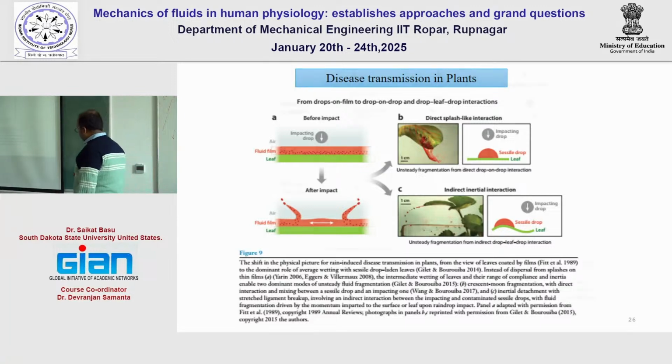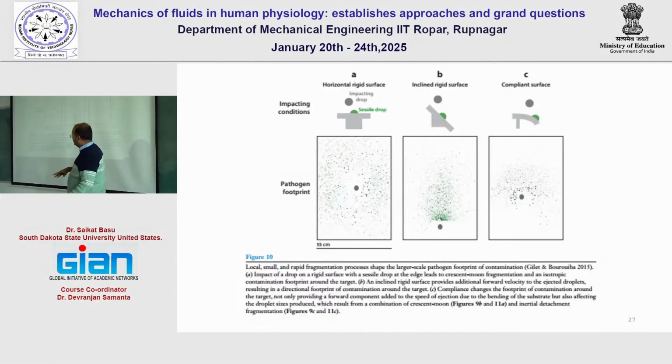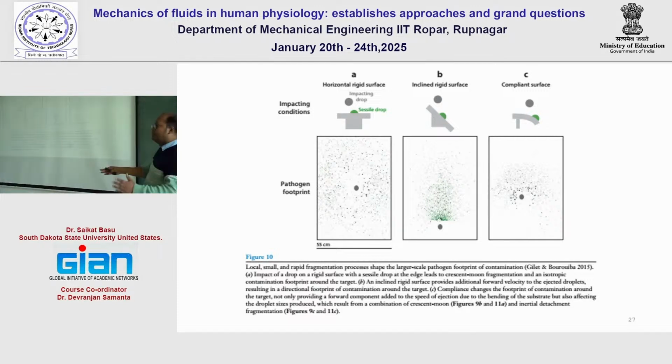So here you can see, after the fragmentation, what the map of the pathogen footprint is. This is a pathogen footprint when, let's say, there is a water film or a sessile drop, just a simple water droplet. So how the fragmentation is creating the map of the dispersed droplets. You can see the footprints of the dispersed droplets are different on different surfaces.